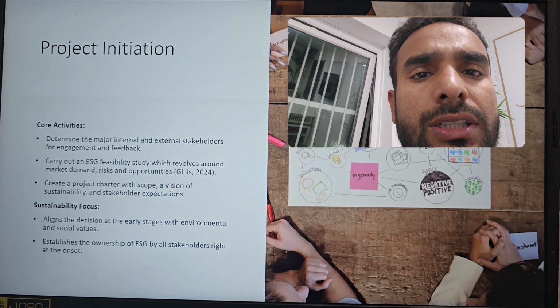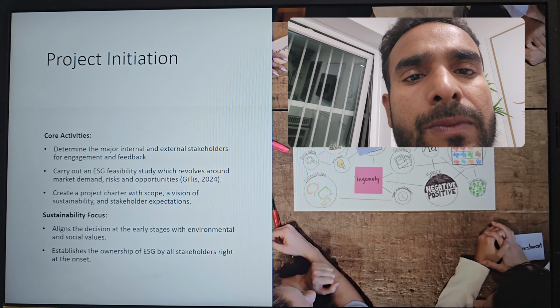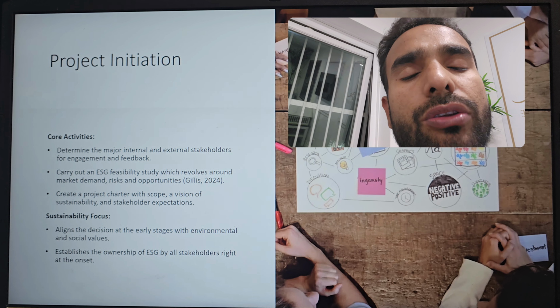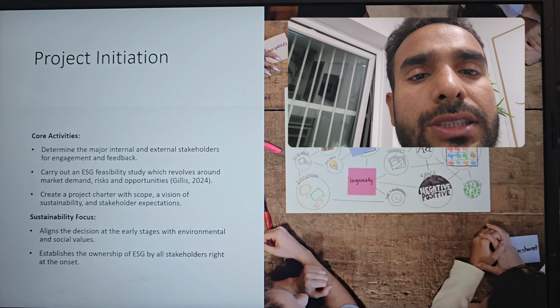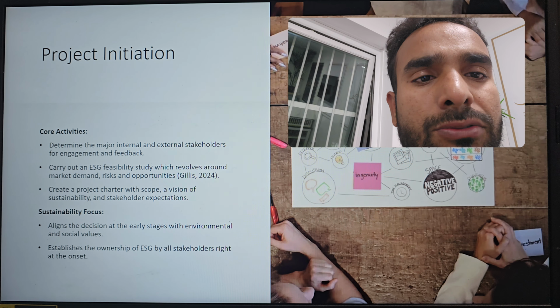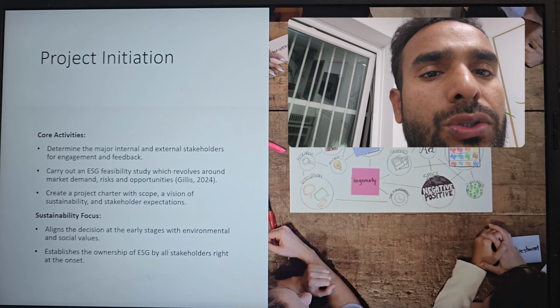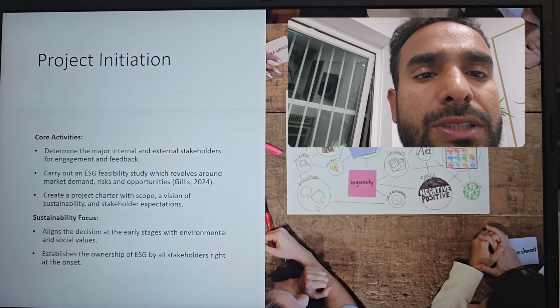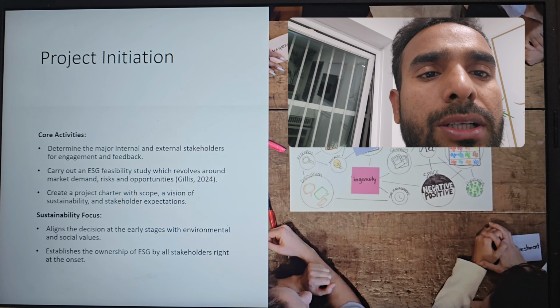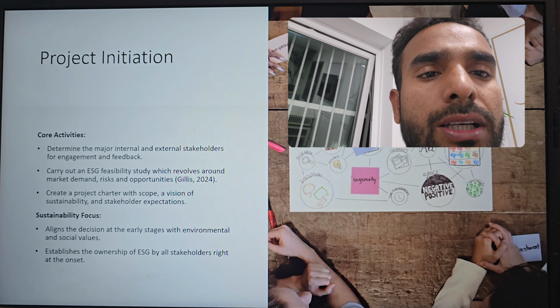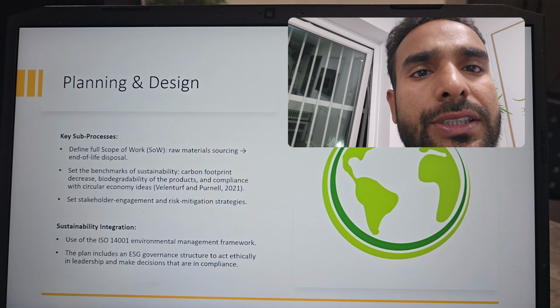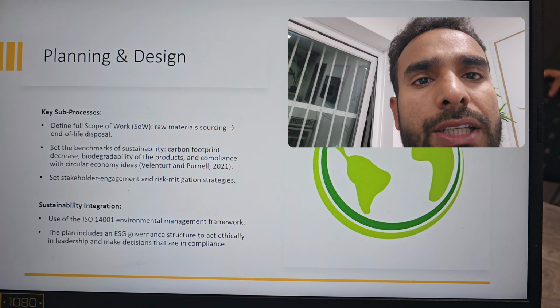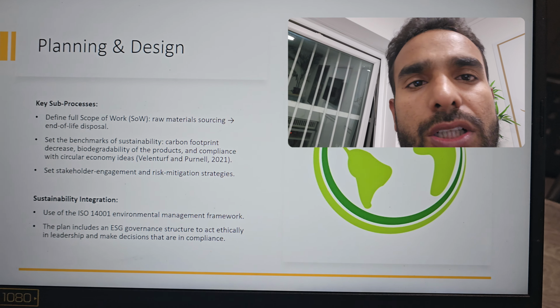Then after that is a sustainability focus, where we have to focus. Again, the decisions are steered with environmental and social values. And then after, establish the ownership of the ESG by all stakeholders right from the onset. Then after, we have to plan and design, how to design, how to sell.